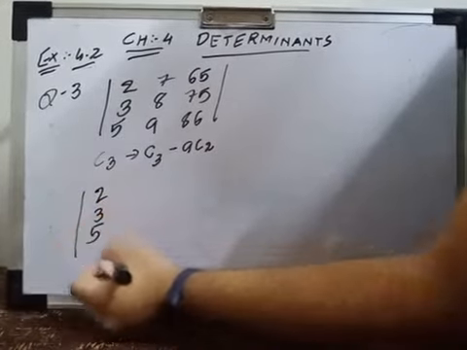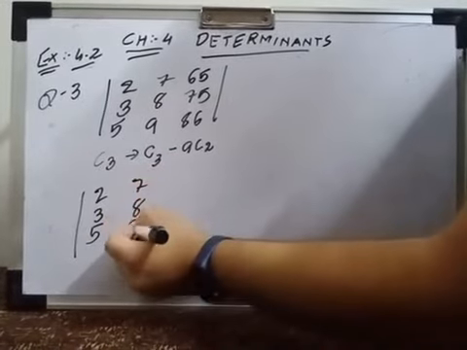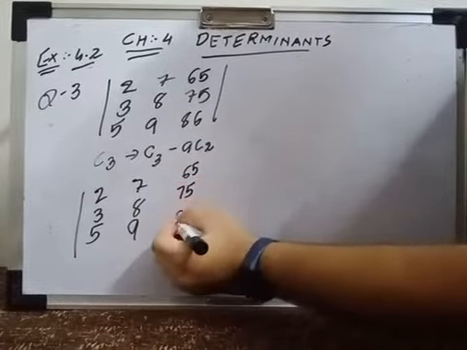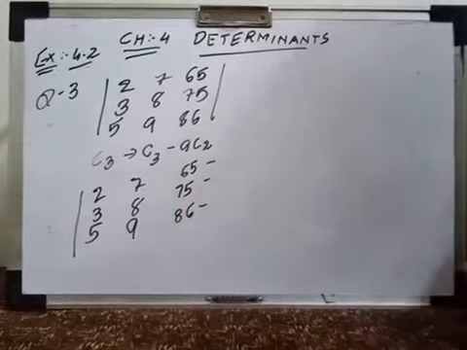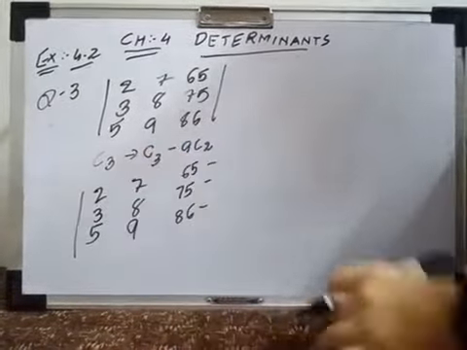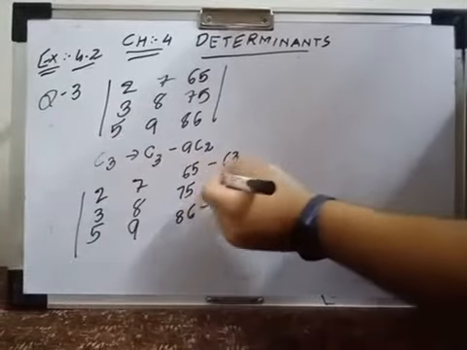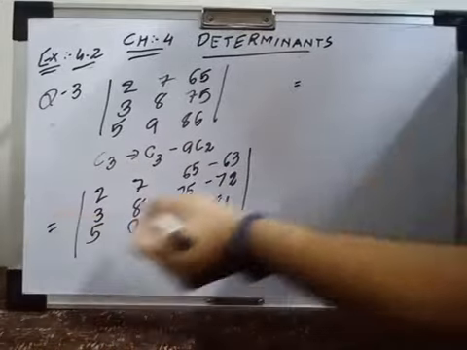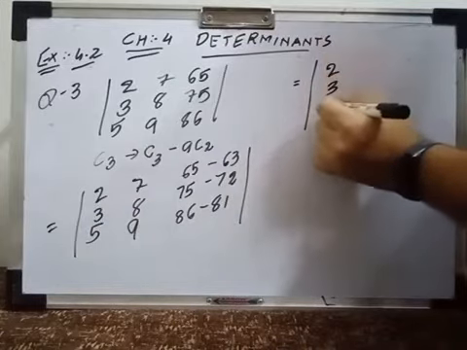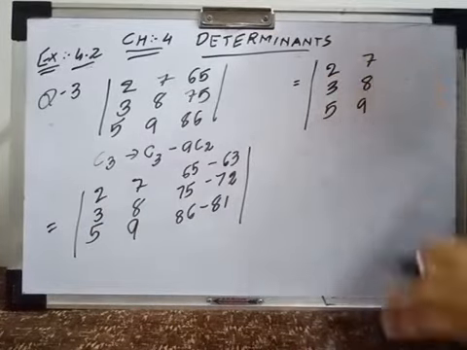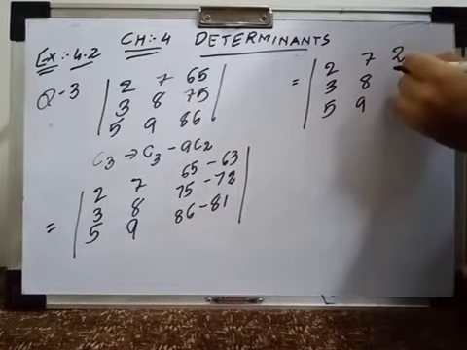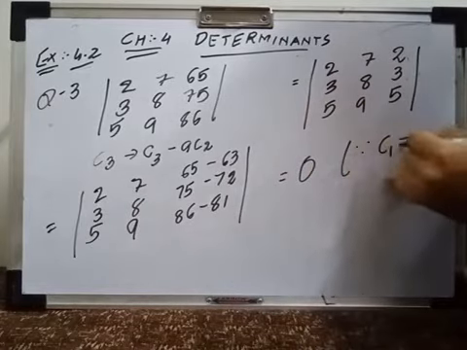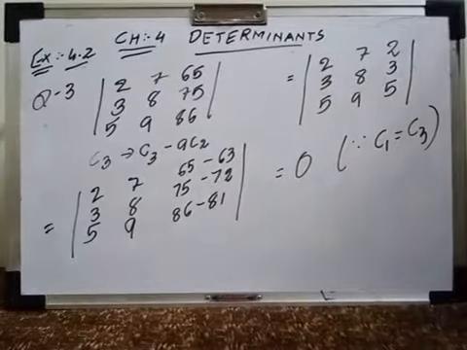So here column 1 and column 2 will remain as it is. Column 3 becomes column 3 minus 9 into column 2. 9 sevens are 63, 9 8s are 72, 9 9s are 81. So if I solve the last column, it is 2, 3, 5, and the value of the determinant is 0 because column 1 is equal to column 3.